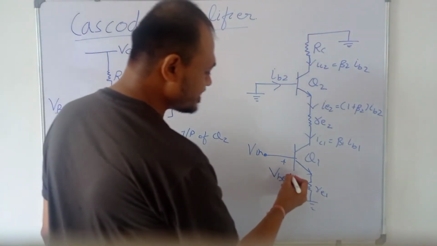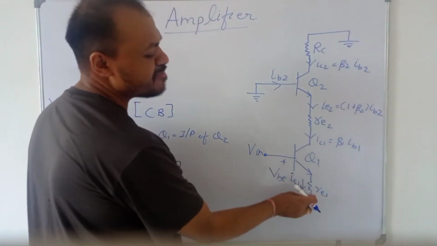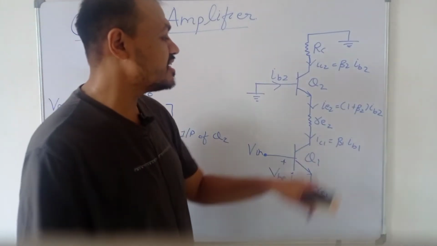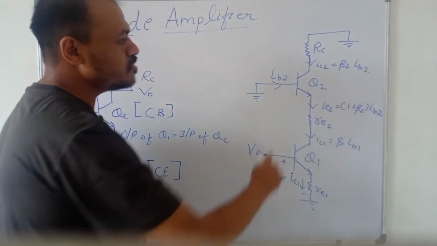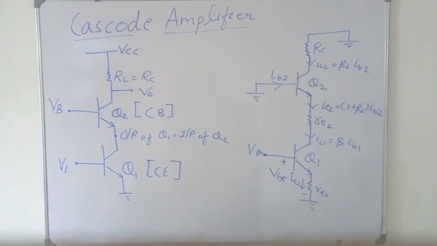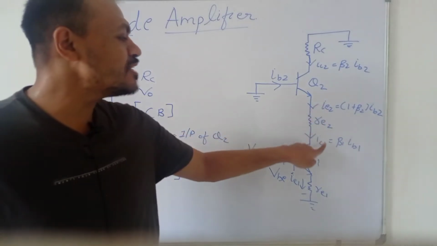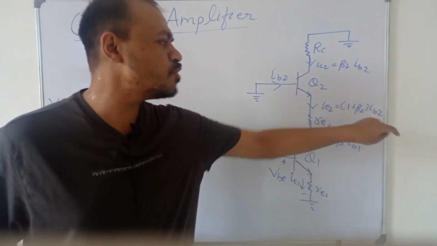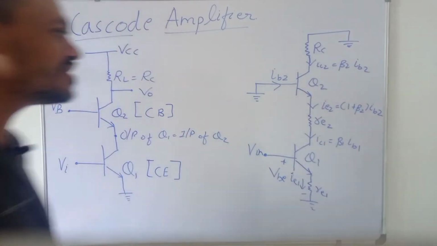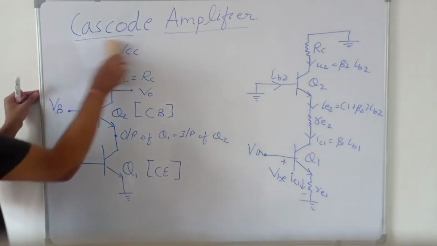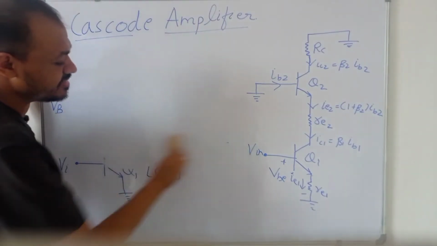This is the AC equivalent circuit for this cascode amplifier. This is the emitter resistance for transistor Q1, this is the emitter resistance for transistor Q2, this is IC2, this is IC1. Okay, so if you see here, IE2 is equal to IC1, so 1 plus beta 2 times IB2 equal to beta 1 IB1. Okay, so this is the AC equivalent circuit. So let me remove this circuit.